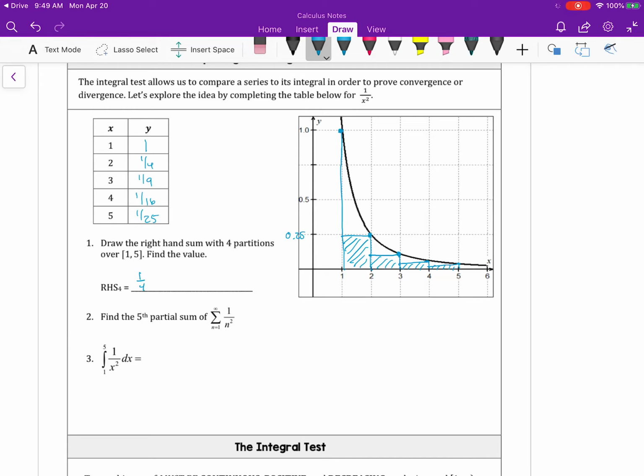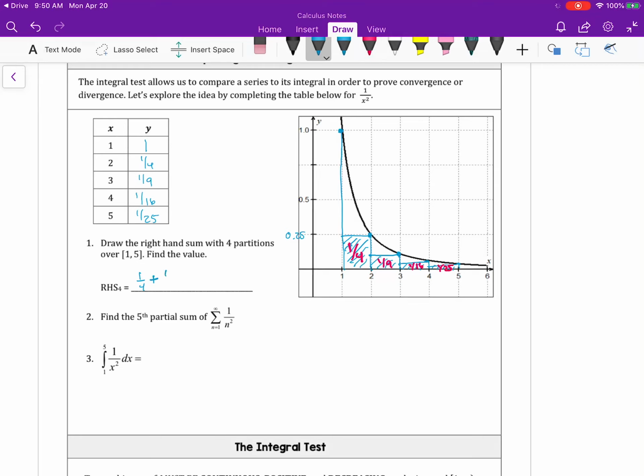Now draw the right-hand sum with 4 partitions, find the value. Okay, so we have to remember that this is going to be our 1/4, right? So this is our 0.25, but it's 1/4. So we've got 1/4 times 1, right? So this value is going to be 1/4 times 1. So it's 1/4 for that square rectangle.